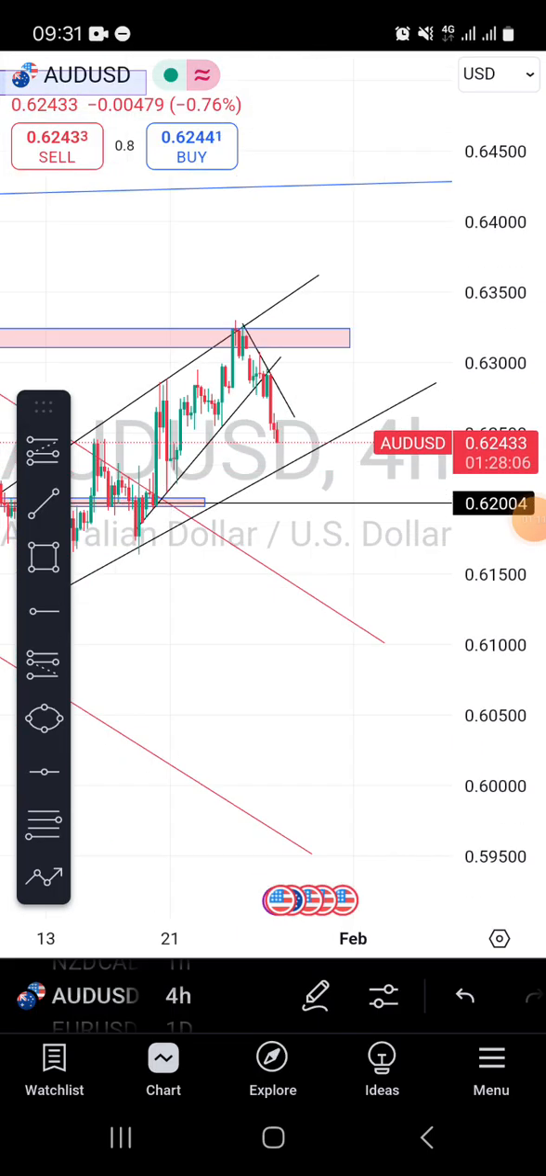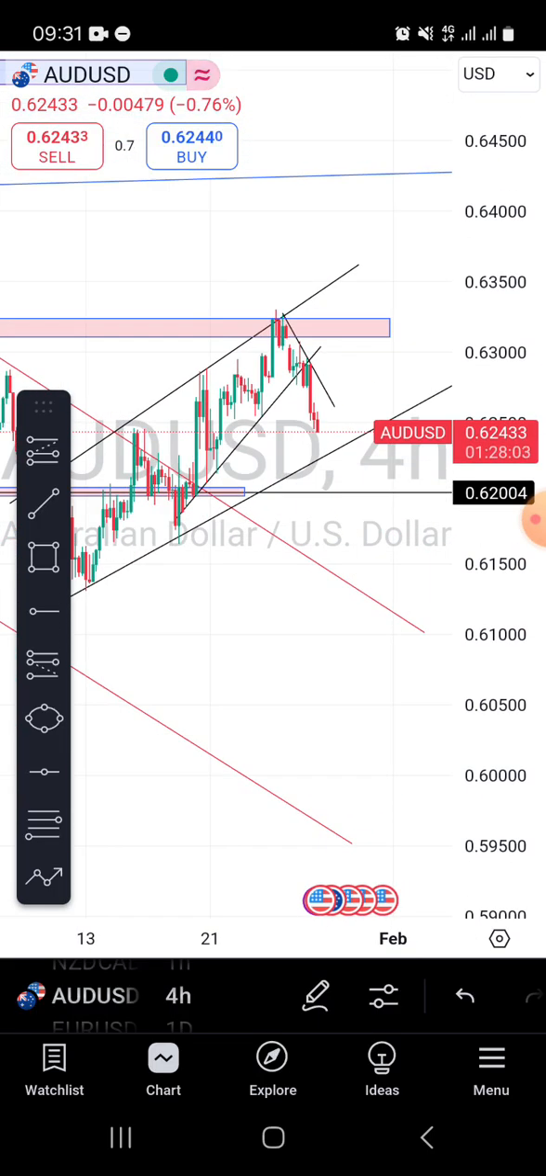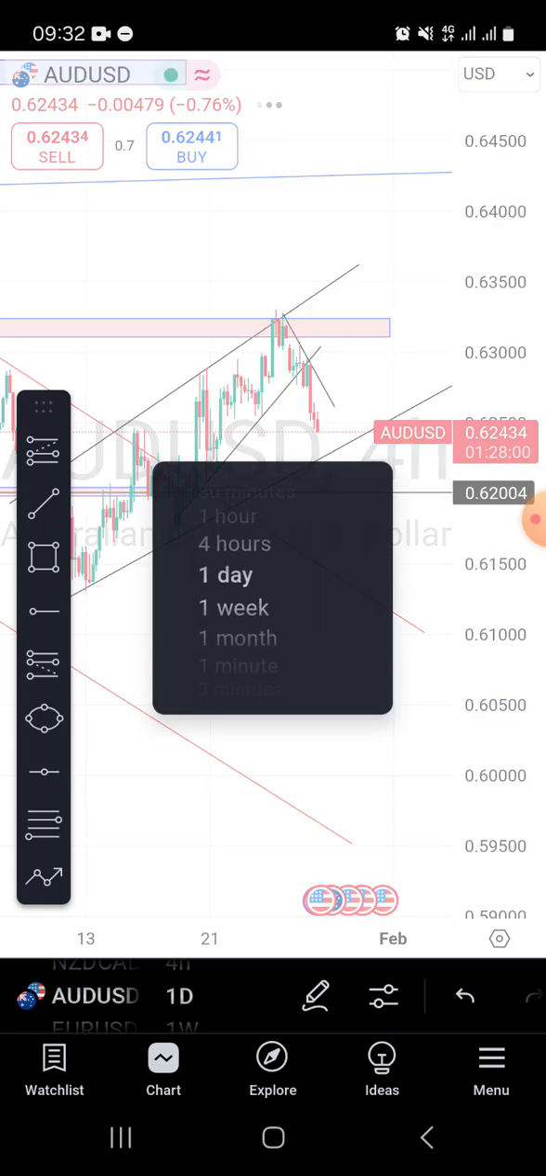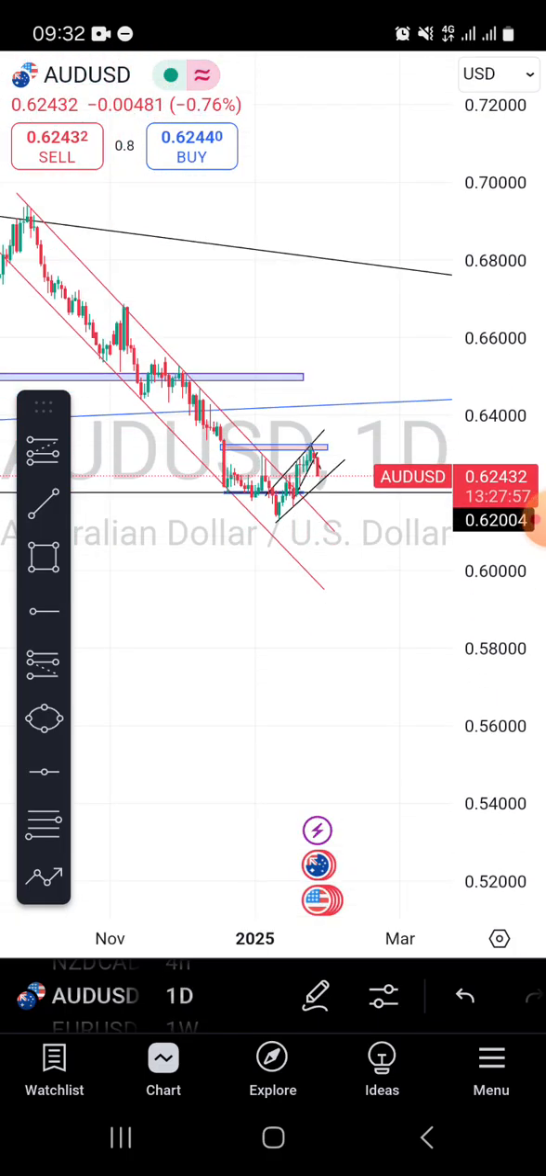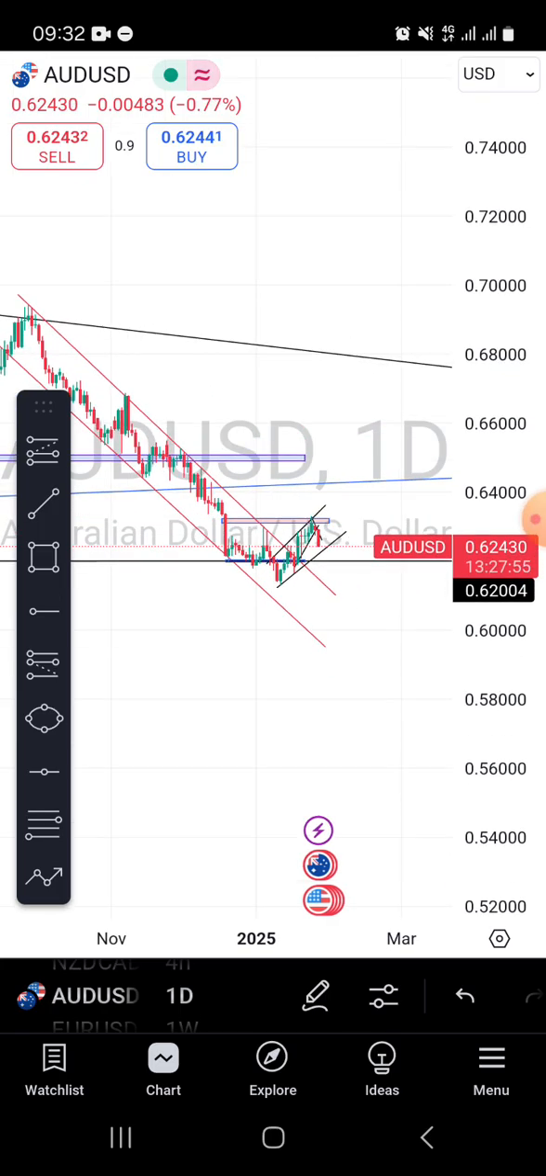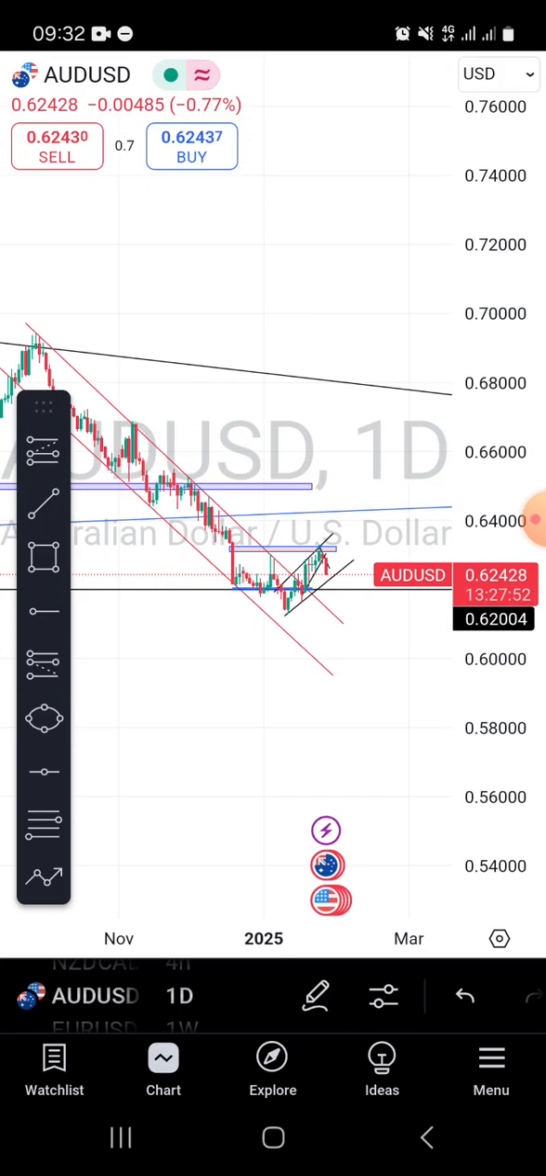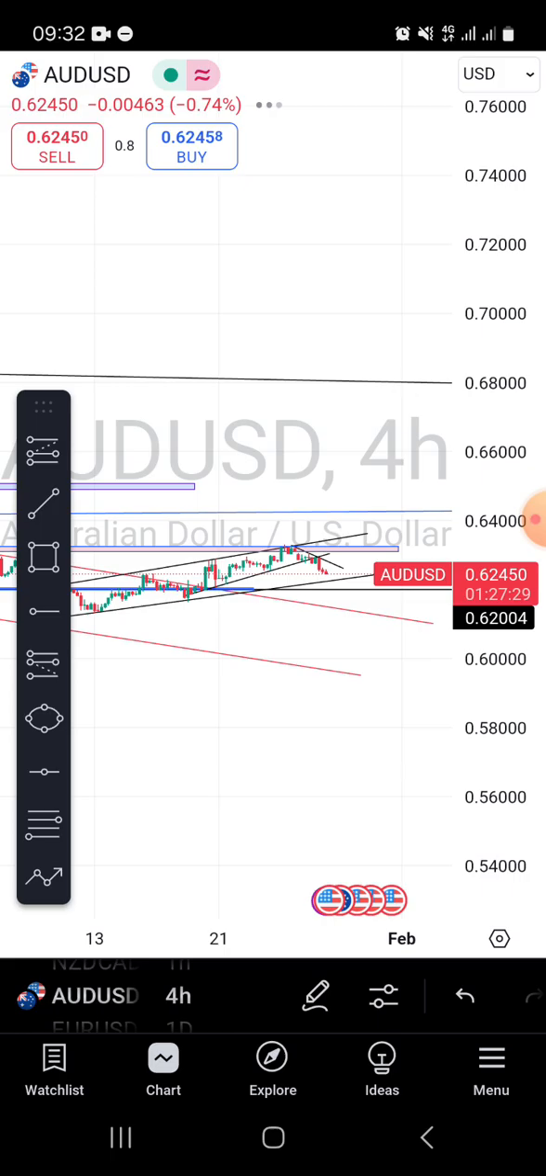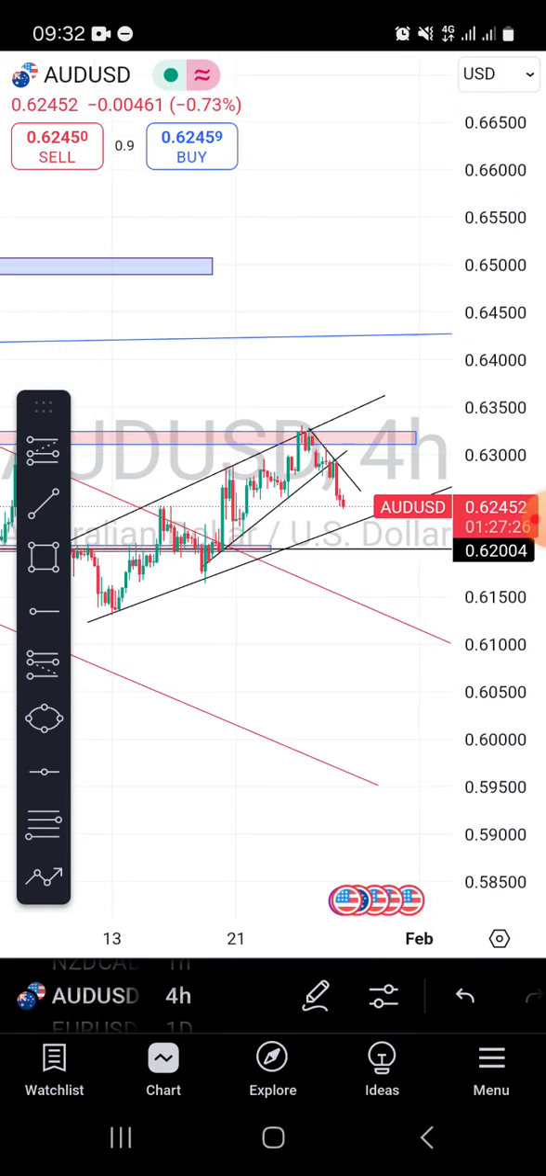So the first on the list is the AUD USD. Starting from the daily, we can see that AUD USD is still in a bearish trend on the daily time frame, still a strong bearish trend. However, there is a breakout from this downtrend, forming like an uptrend. It looks like we already have an uptrend when we switch to H4. You can see that here clearly.